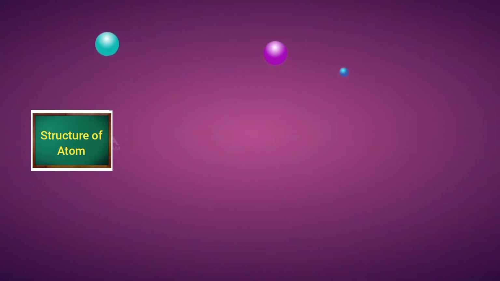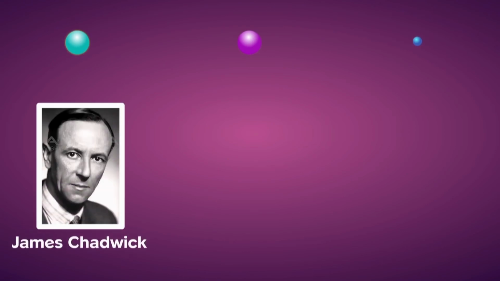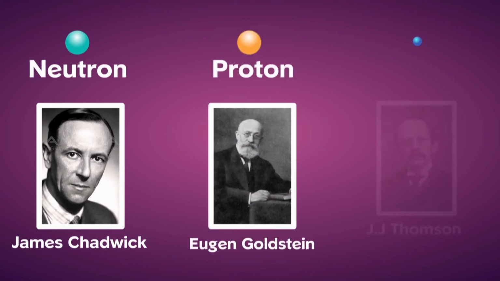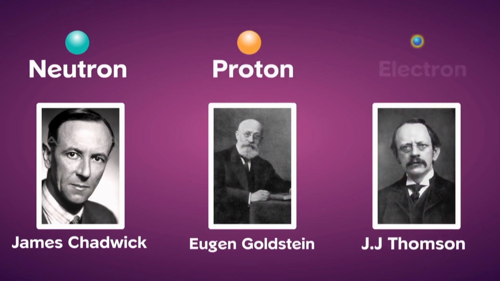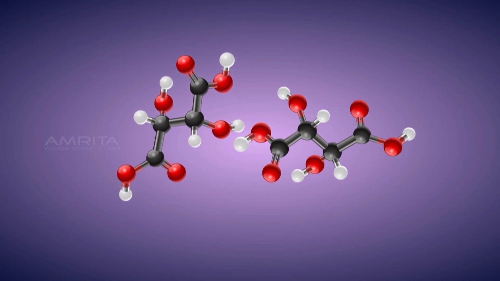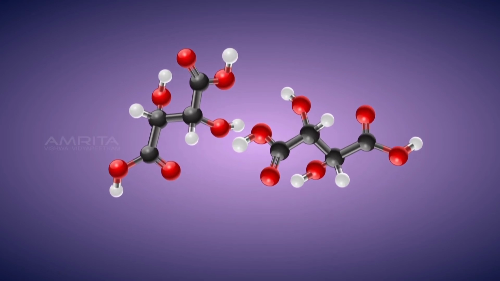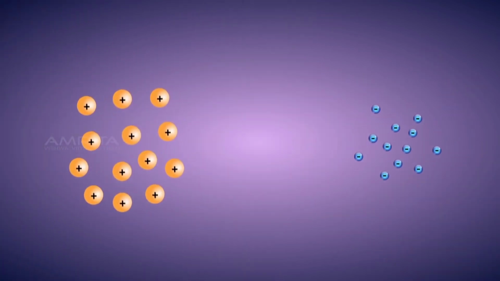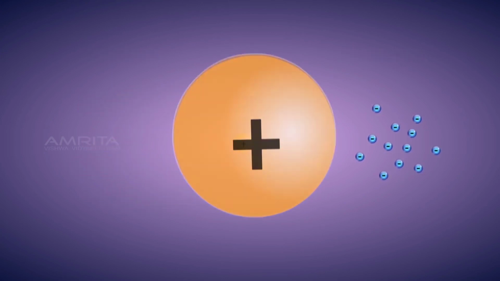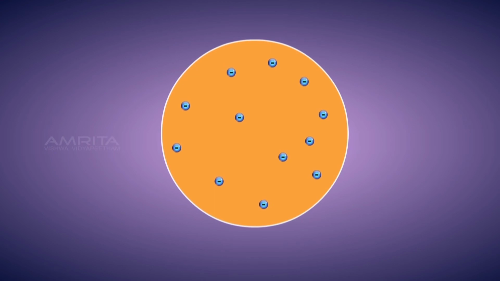Who were the people behind the discoveries of these particles? They were none other than James Chadwick, who discovered the neutron, Eugen Goldstein, who discovered the proton, and J.J. Thomson, who discovered the electron. So how do we explain the arrangement of protons and electrons inside an atom? To explain the arrangement of protons and electrons inside the atom, J.J. Thomson prepared a model for the structure of the atom, known as Thomson's model of atom.